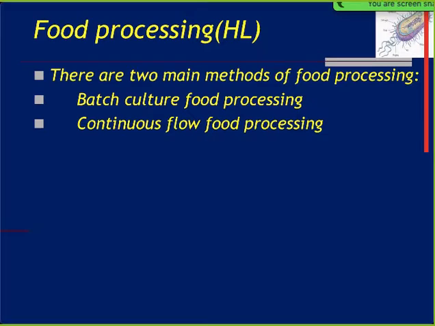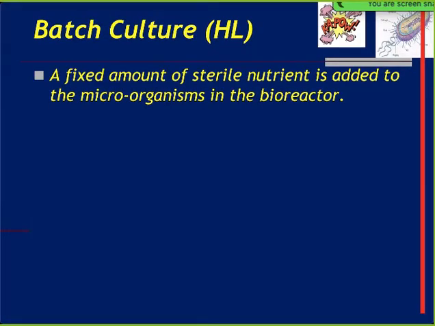So for the continuous flow, you have to be hitting a specific point in your growth curve, and you want to maintain your bacterial numbers at that point. And in batch culture, you're going to go through all of the stages. Okay, so in batch culture, what they will do is they'll put a fixed amount of their nutrient, and obviously it has to be sterile because the only thing you're interested in growing is your bacteria of interest.